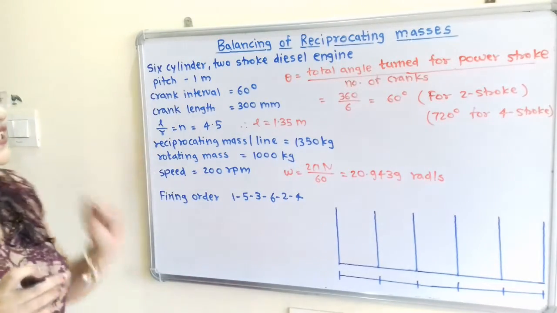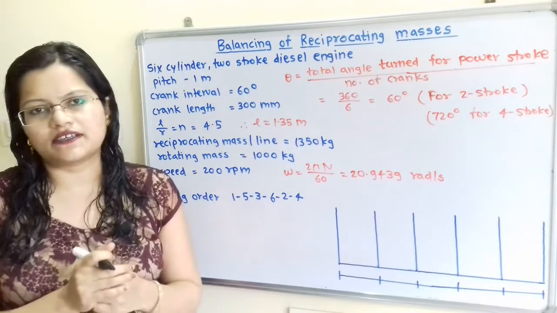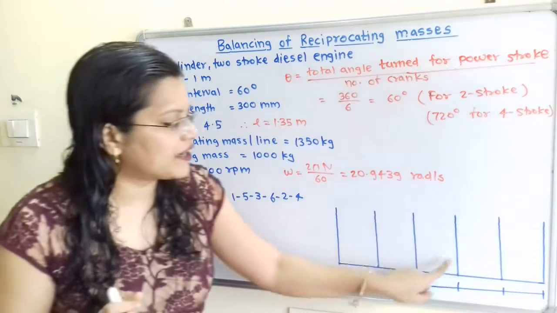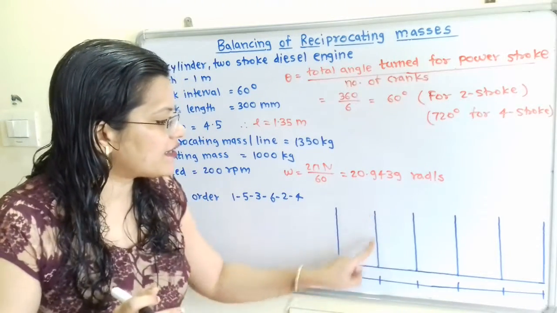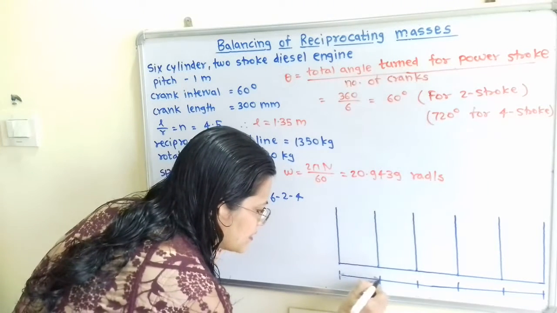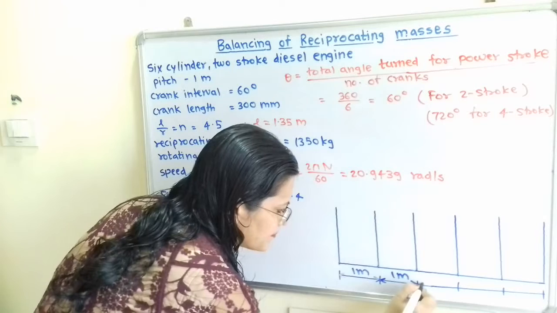Now pitch is given. Pitch means the distance in between the cylinders. So it is 1 meter. So we have to mention here the pitch. These vertical lines are for 6 cylinders. So we will show here the distance in between each cylinder is 1 meter.